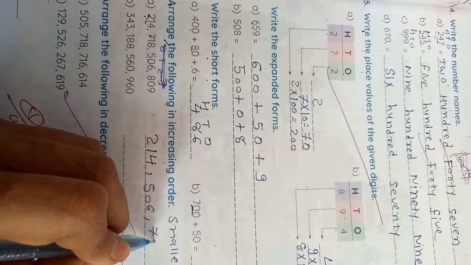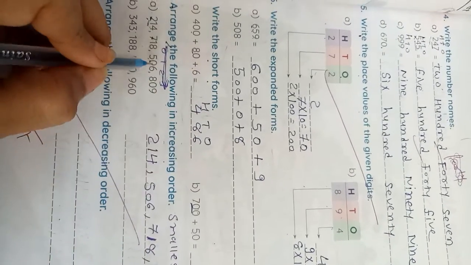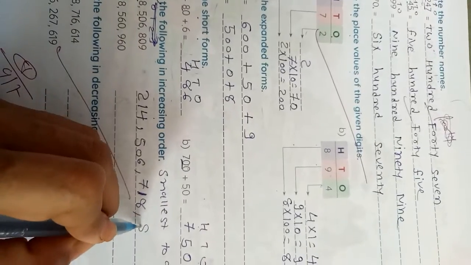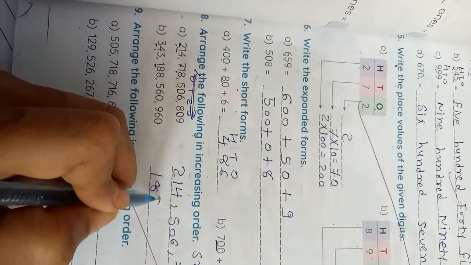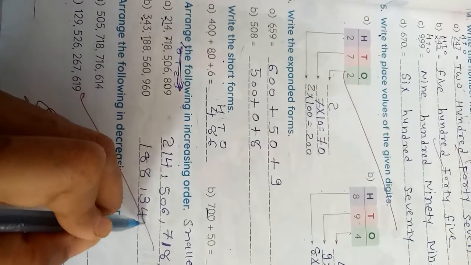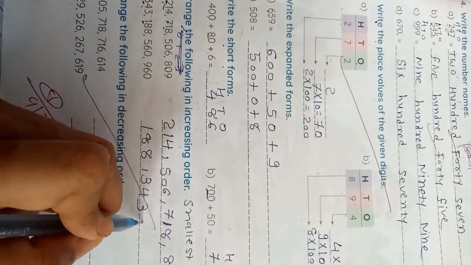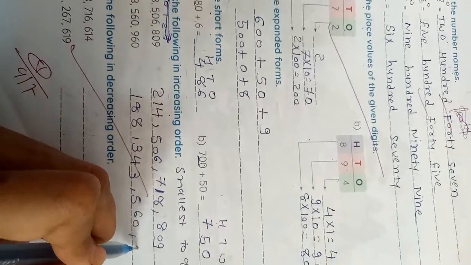You have to check first of all the 100 places, then take 809. Here what will come first? 1, then 188, then after 1 comes 3, so 343. Then after 5 comes 560, then after that 960.